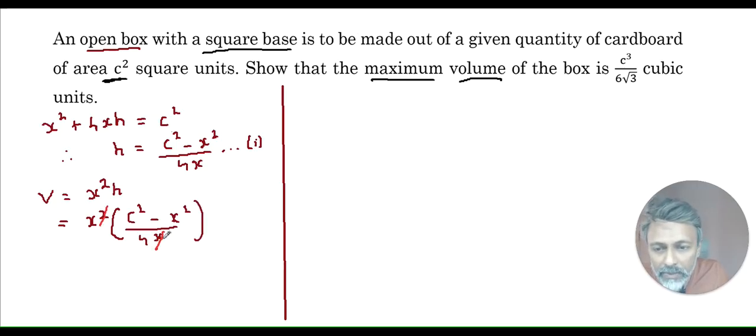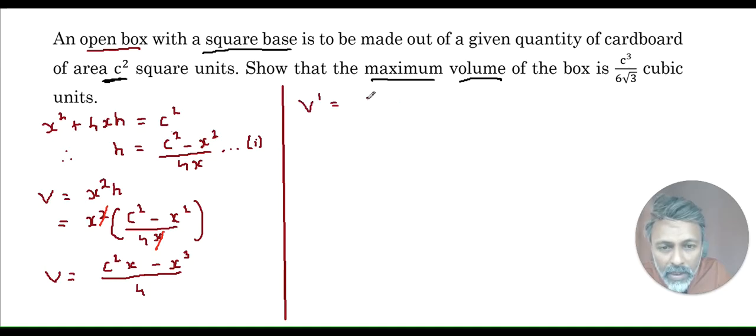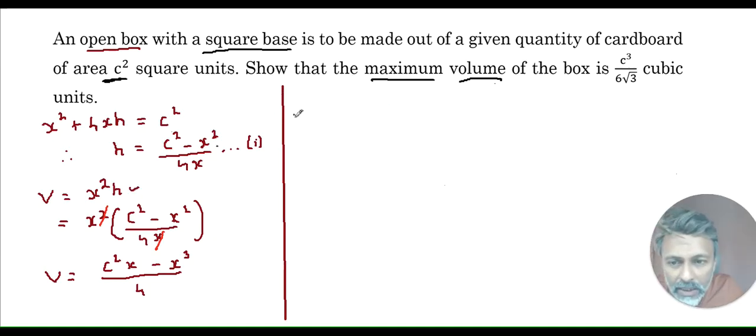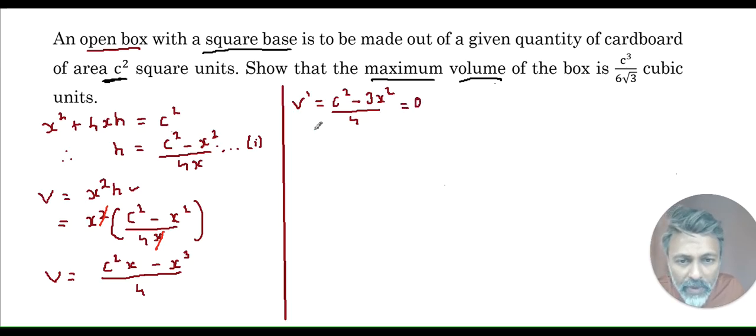We can multiply and then differentiate. We get c square x minus x cube, divided by 4 as the volume of the box. So V dash is equal to, differentiate, we get c square into derivative of x is 1 minus x cube's derivative is 3x square, divided by 4, is equal to 0.